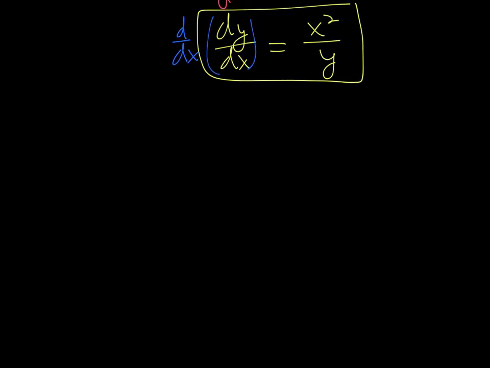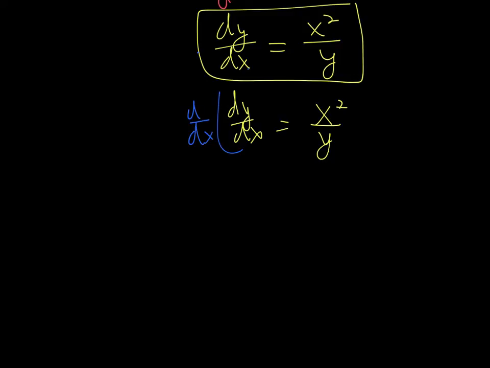Oh, well, let me undo that. I don't want to make things too messy here, so I'm going to actually rewrite that. dy dx is equal to x squared over y. And I am taking the derivative of the left side with respect to x and the derivative of the right side with respect to x. Okay, you don't have to write that step, but just to kind of show what I'm doing. And then, of course, we have this lovely notation that we use for our second derivative.